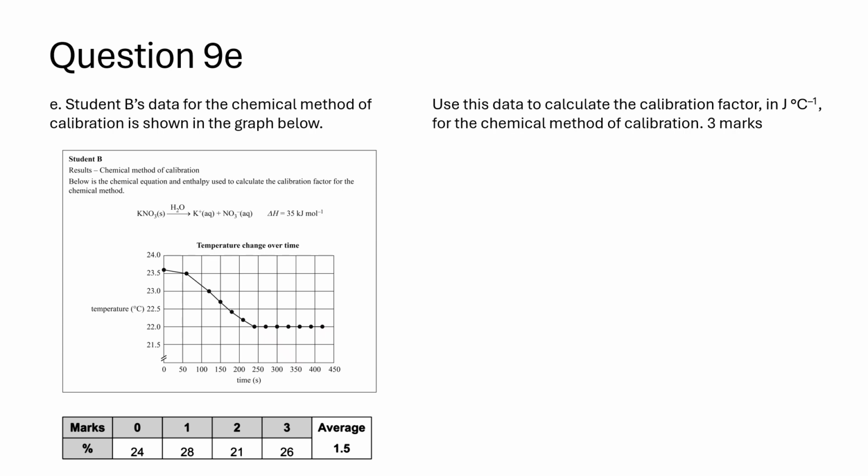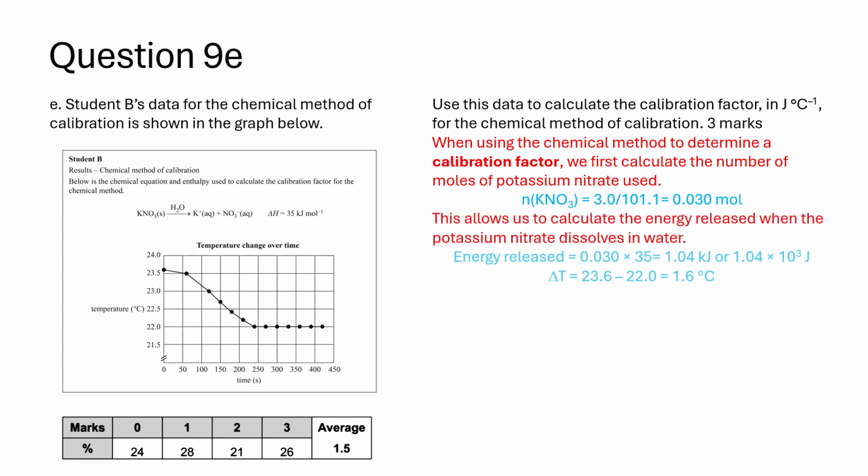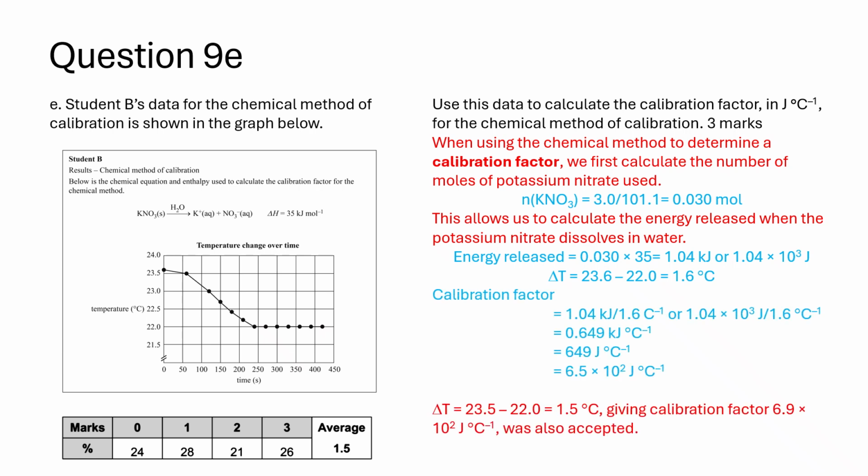When using the chemical method to determine a calibration factor, we first calculate the number of moles of potassium nitrate used. This allows us to calculate the energy released when the potassium nitrate dissolves in water. Finally, by using the measured temperature change, we can determine the calibration factor.